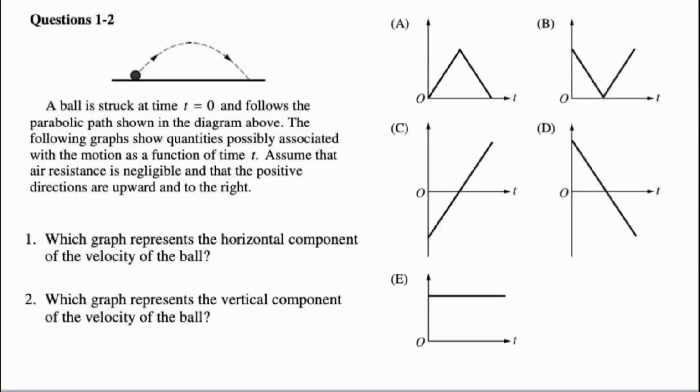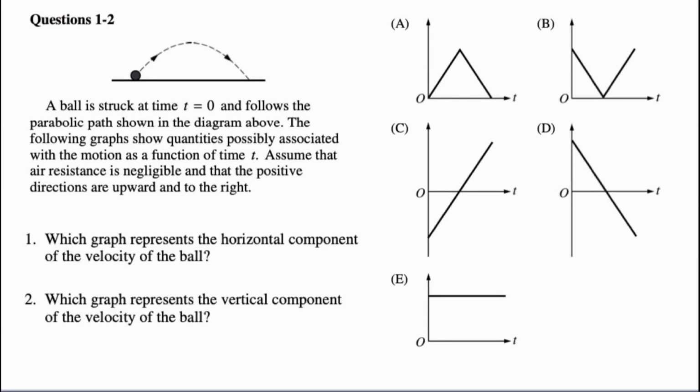So our first two questions are actually a pair. A ball is struck at time t equals 0 and follows the parabolic path shown in the diagram above. The following graphs show quantities possibly associated with the motion as a function of time t, which is speed, or rather velocity, I should say. Assume that air resistance is negligible and that the positive directions are upward and to the right. Which graph represents the horizontal component of the velocity of the ball?